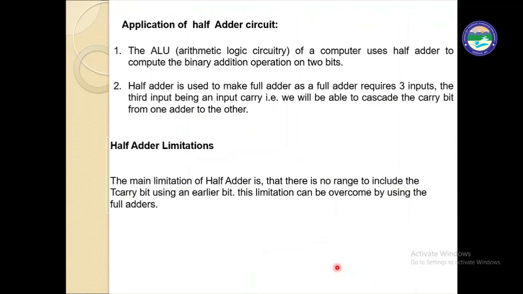So at last we'll discuss the applications of a half adder. These half adders are used in the arithmetic logic circuitry of a computer to perform binary addition on two bits. This half adder is also used to make a full adder. A full adder requires three inputs. The third input will be a carry input, and we will be able to cascade the carry bit from one adder to the other adder.